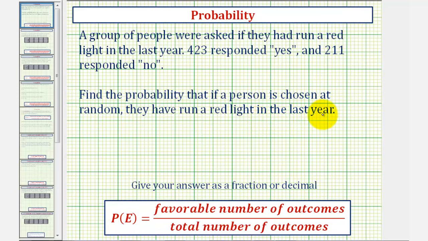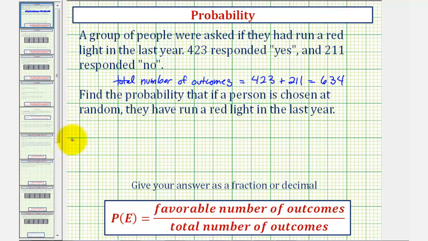The probability of an event is equal to the favorable number of outcomes divided by the total number of outcomes. So in this case, the total number of outcomes is equal to the total number of people surveyed, meaning the people that answered yes or no, which would be 423 plus 211, which is equal to 634. Of the 634 surveyed, 423 responded they did run a red light, and 211 responded they did not run a red light.